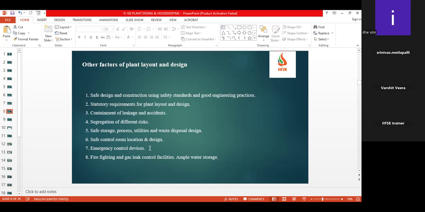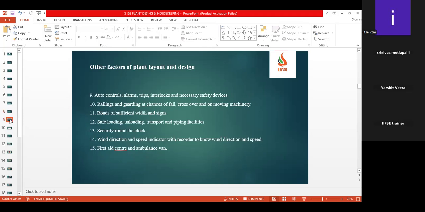Then emergency control devices like walkie-talkies or any additional equipment which we use only during emergency situations. Then firefighting, gas leak control facilities, ample water, etc. These are some of the other things. Then auto control, alarm trips and interlocks and necessary safety devices, railing and guarding at the chance of fall, any crossover or any moving machineries, roads of sufficient width and signages.